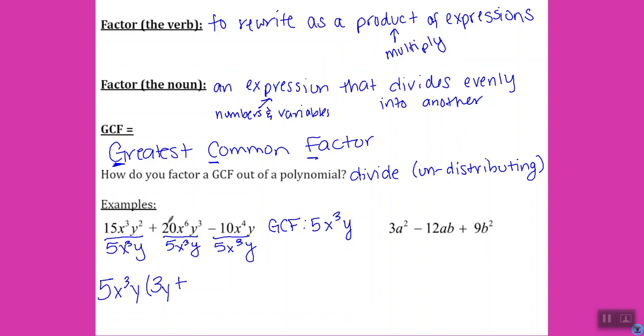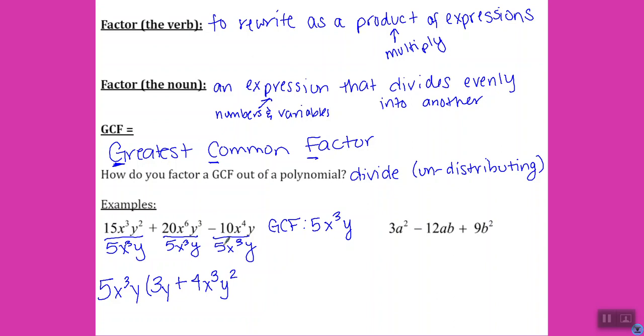Plus 20 divided by 5 would be 4. We had x to the 6th. We divided out x to the 3rd, so we're left with x to the 3rd. We had y to the 3rd. We divided out a y, so we're left with y squared.